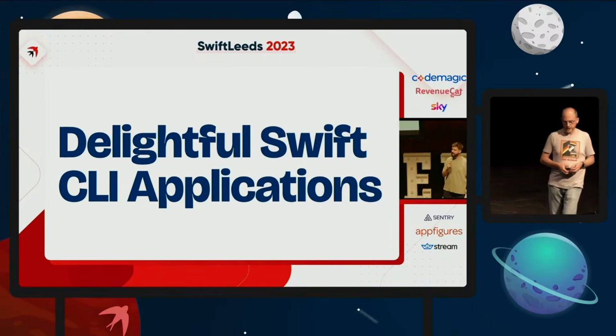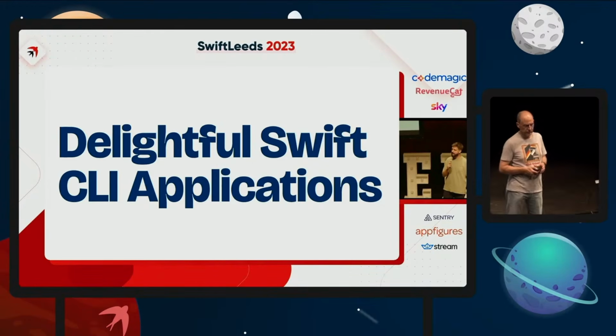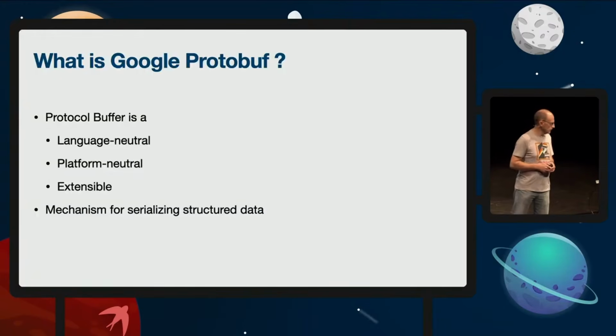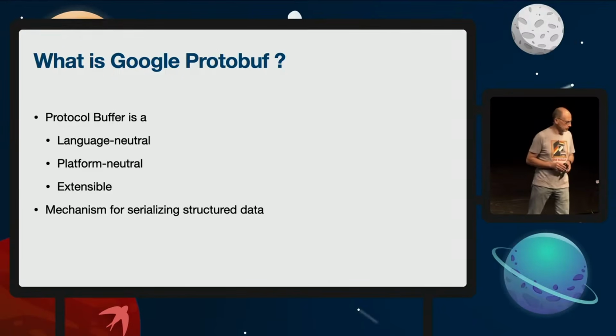Let's now switch gears, go cross platforms, and talk about data. Let's look at protocol buffers. So protocol buffer is a language-neutral, platform-neutral, extensible mechanism for serializing structured data. It can be used for transport, such as it's used for gRPC, but also for storage. You could replace JSON with protobuf.